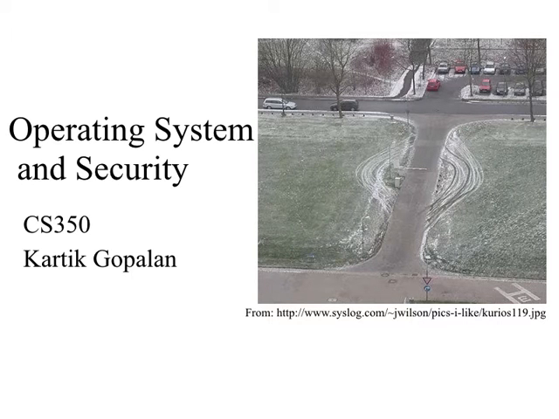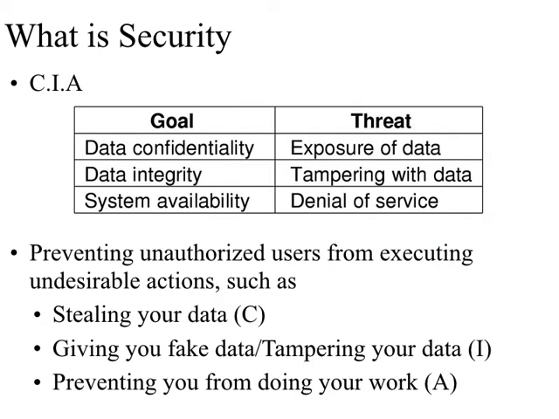This is Karthik Gopalan. In this lecture, we'll talk about operating systems and its relation to computer security. Let's first begin by defining what we mean by security. Security of any computer system is defined by three properties, which are summarized by the initial CIA. C stands for confidentiality, I stands for integrity, and A stands for availability.